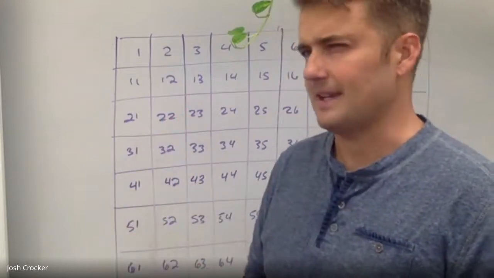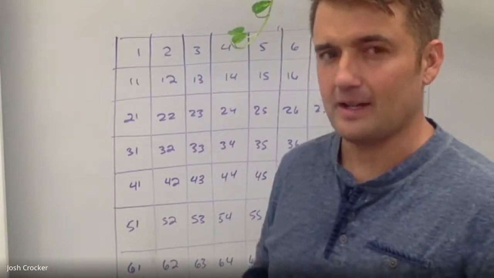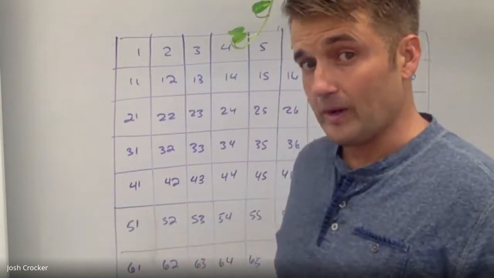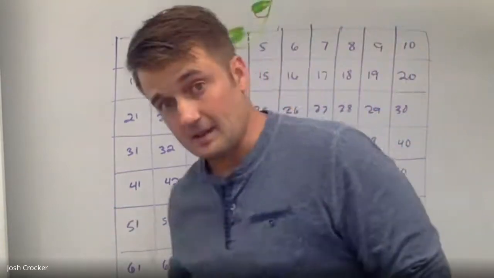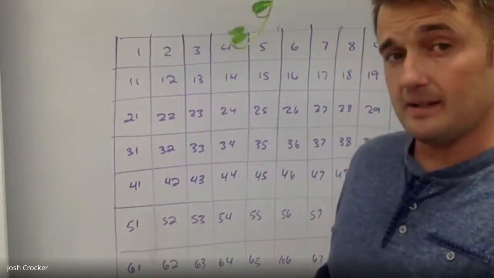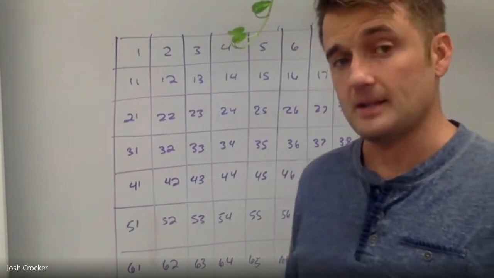Okay, so it's kind of like vowels in the alphabet. You know, A, E, I, O, U. Those are vowels. Everything else is a consonant. The numbers where you can only make them one way, those are prime. Everything else is composite.